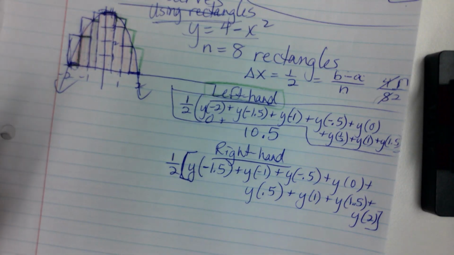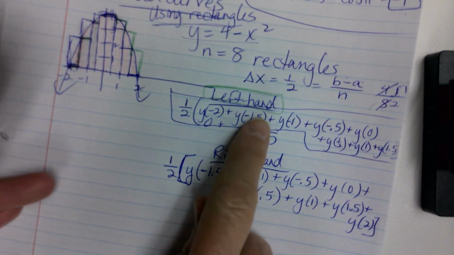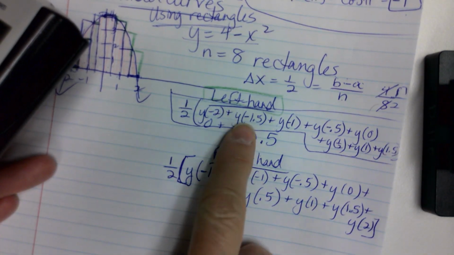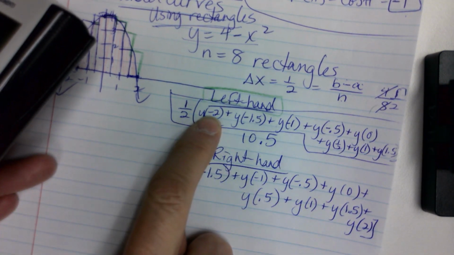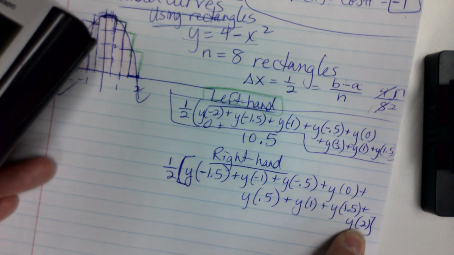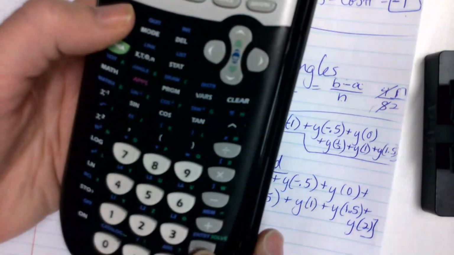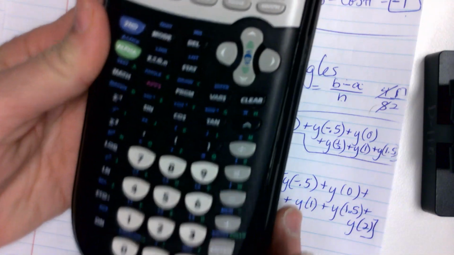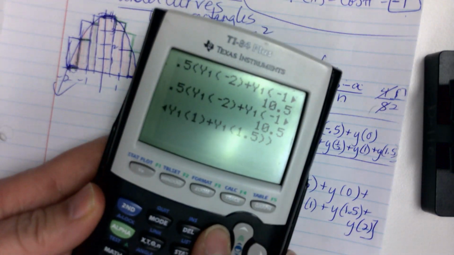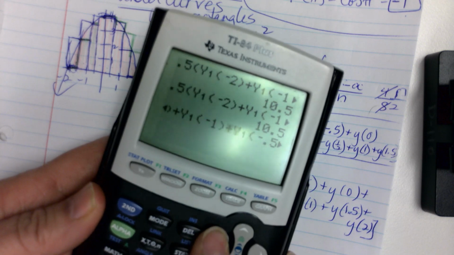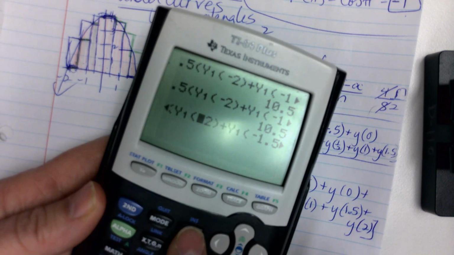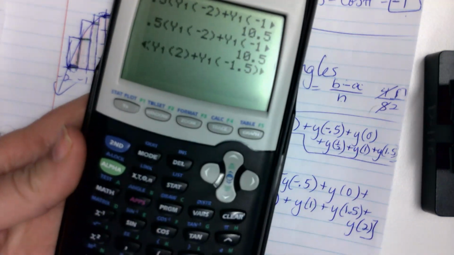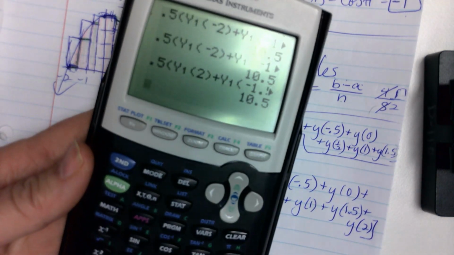Here's the shortcut. If you've already done the left-hand ones, what looks exactly the same? From here all the way until the 1.5. It's just that y of -2 should be y of +2. So all you have to do, second, enter. Change the y of -2 to be a y of +2 so we can delete the negative. It's going to be 10.5 though.